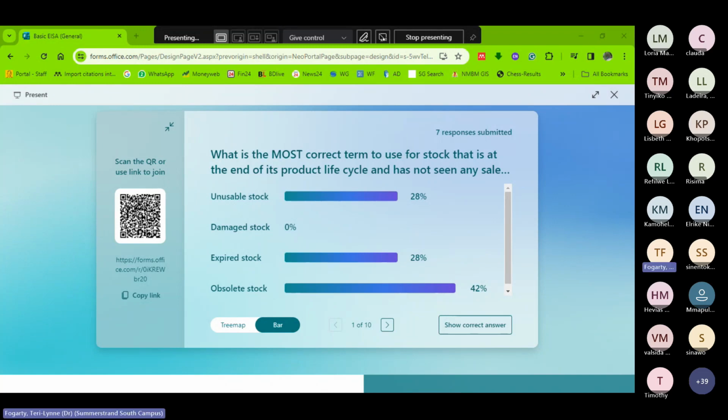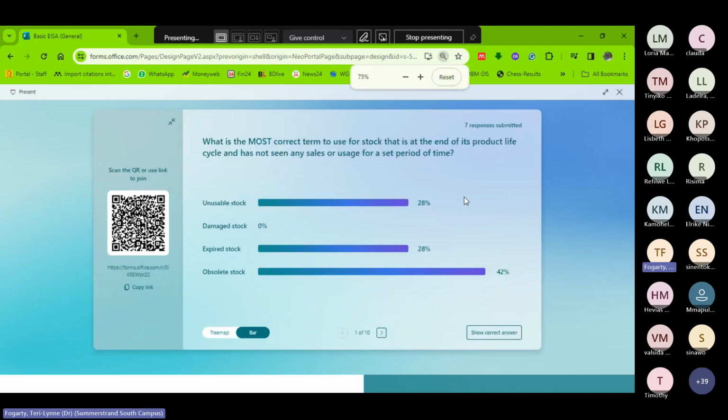Okay, I know that there's only a few of you that have completed the quiz, but in the interest of time, I'm going to go through these. Sorry, I just need to make the screen smaller so you can see the whole question.